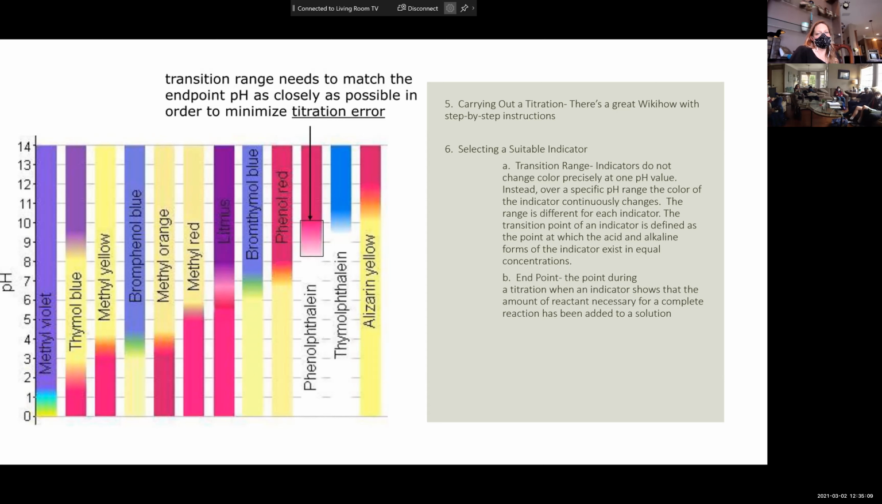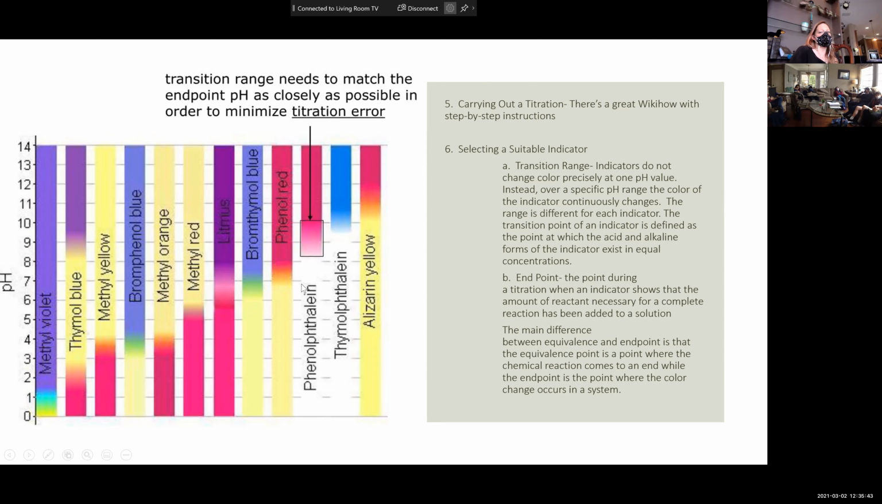So your end point is the point during a titration when an indicator shows that the amount of reactant necessary for a complete reaction has been added to the solution. And then here's your end point and your equivalence point, because they're a little confusing. The main difference between the equivalence point and the end point is that the equivalence point is a point where the chemical reaction comes to an end, while the end point is the point where the color change occurs in a system. Okay, so your equivalence point is when it comes to an end.